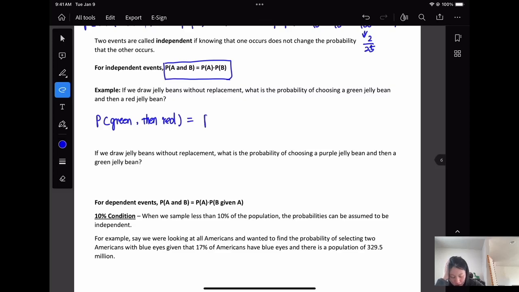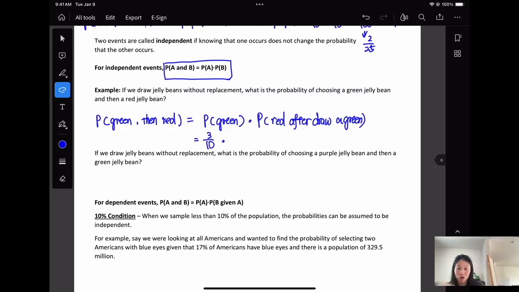So this is equal to the probability that you draw a green bean, then multiply by the probability that you draw a red bean after you draw a green bean. I write this up to remind myself that the total number of jelly beans has changed. Originally, how many green beans do we have? We have 3 green beans out of 10.